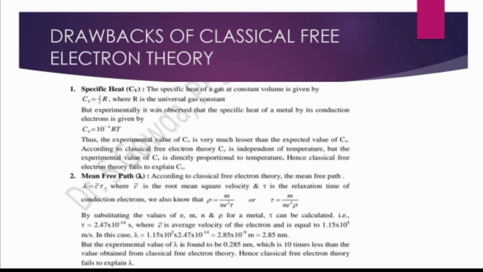Mean free path. According to classical free electron theory, the mean free path lambda equals c times tau, where c is the root mean square velocity and tau is the relaxation time of conduction electrons. We also know that by substituting the values of e, m, n and rho for a metal, tau can be calculated. But the experimental value of the mean free path is found to be 0.285 nm, which is 10 times less than the value obtained from classical free electron theory. Hence, classical free electron theory fails to explain this.